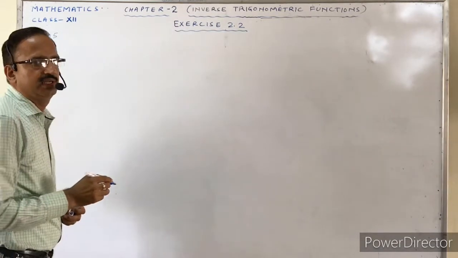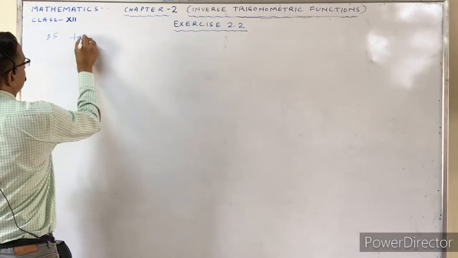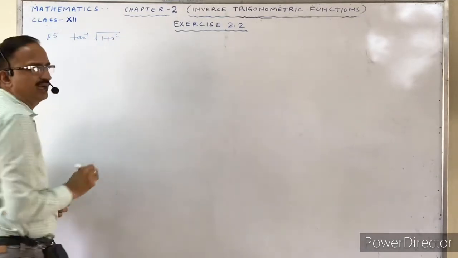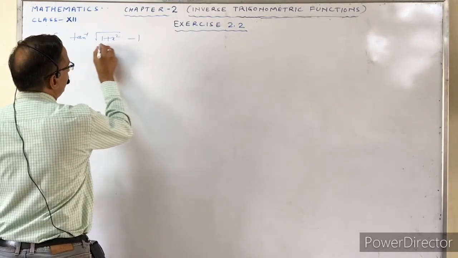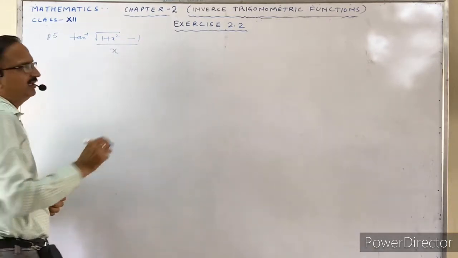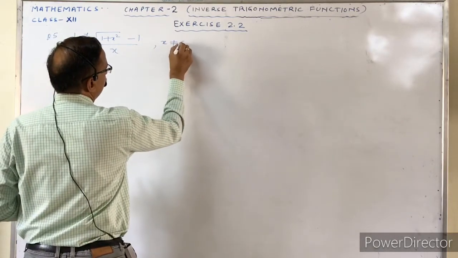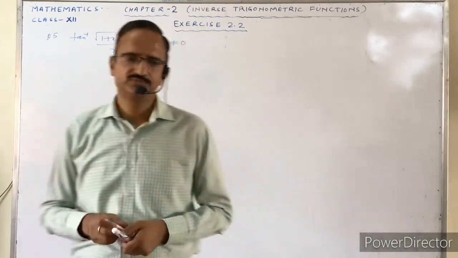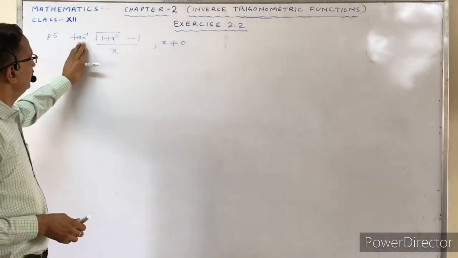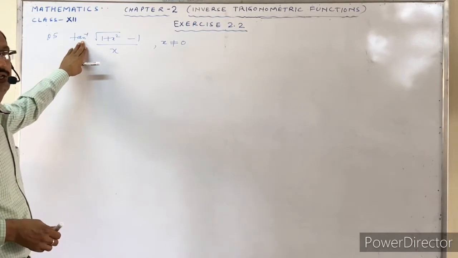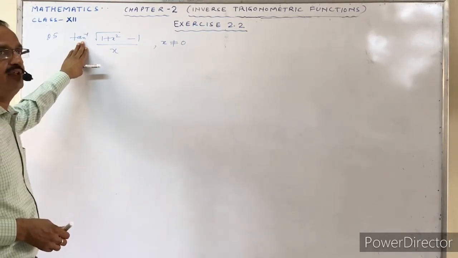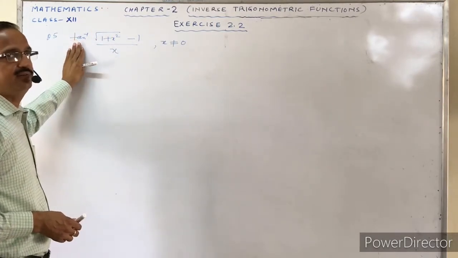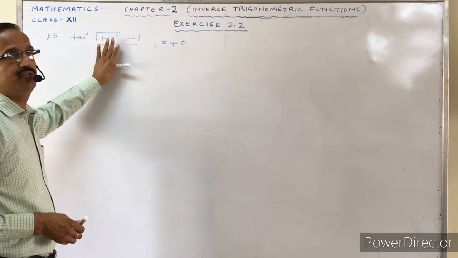Question number 5 is tan inverse of square root of 1 plus x square minus 1 upon x, and x is not equal to 0. This we have to write in the simplest form. Now whenever we have tan inverse, sin inverse or cos inverse, we will try to make this in the same form. It is tan inverse, so we will try to convert this in tan.